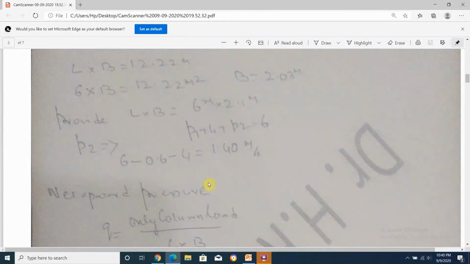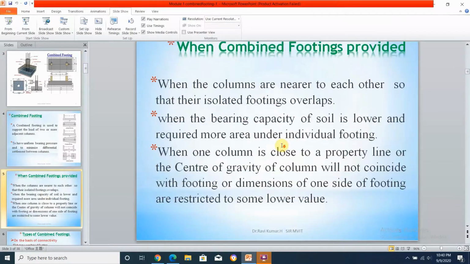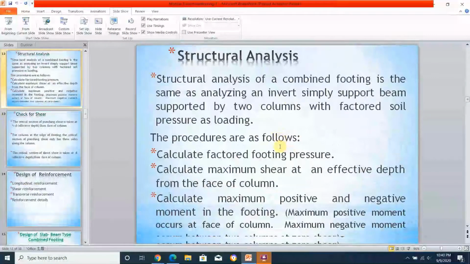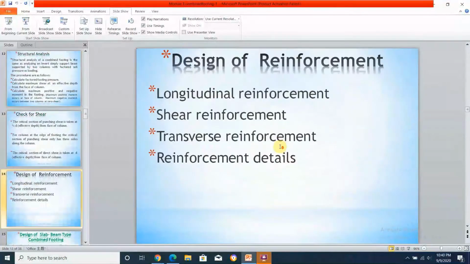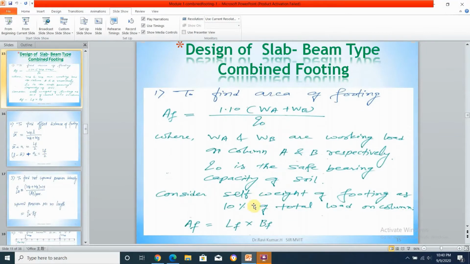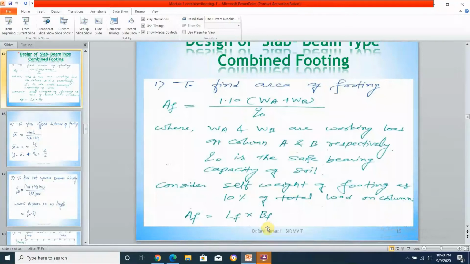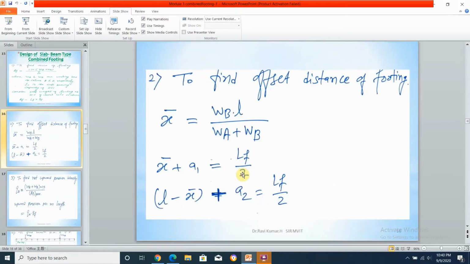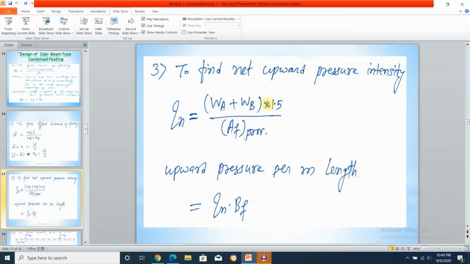Once you get this, we understood in the last class the step-by-step procedure to find the area of the footing. The structural analysis, that is the total load WA plus WB plus Q0, we have worked out, and we have taken AF equal to LF into B, what I explained just now. We found the x bar here and the projections, and later we have to find out the upward pressure.